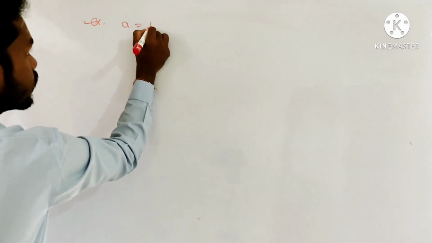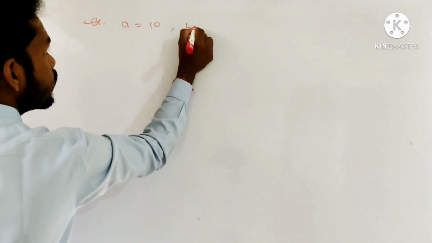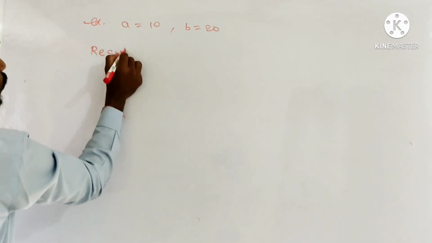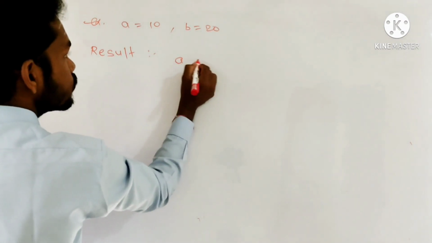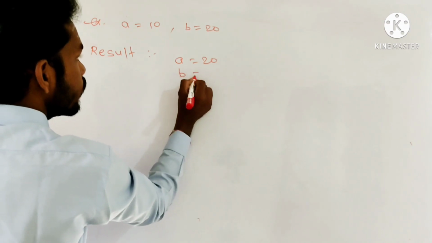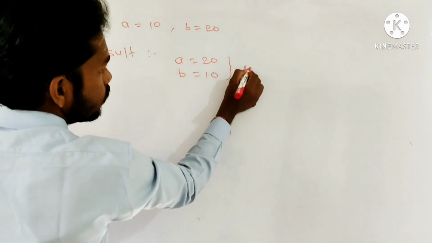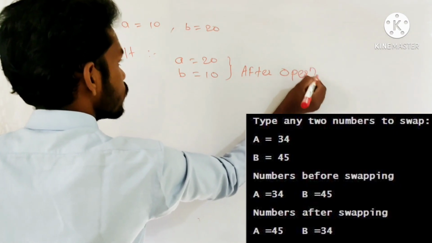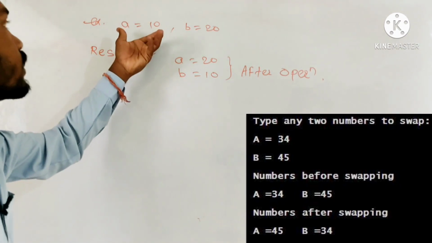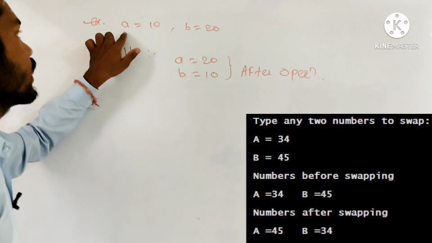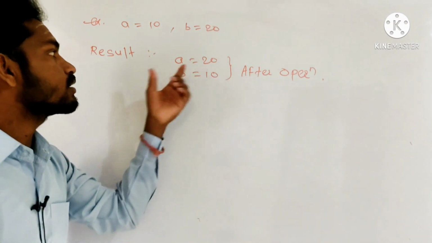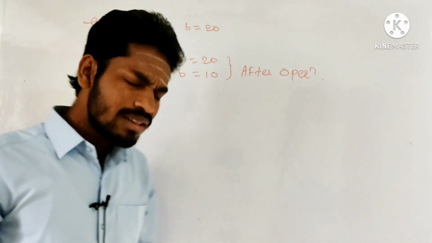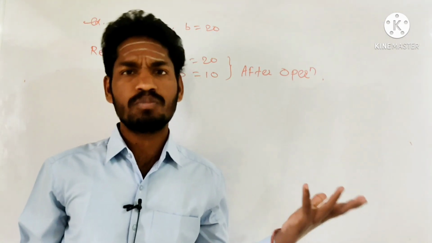Suppose variable A contains 10, variable B contains 20. After the operation, A becomes 20, B becomes 10. They will give 10 and 20 as an example A, B, and after the result A becomes 20, B becomes 10. That is swapping.